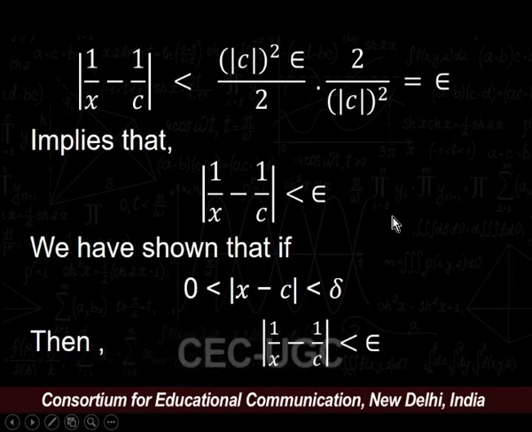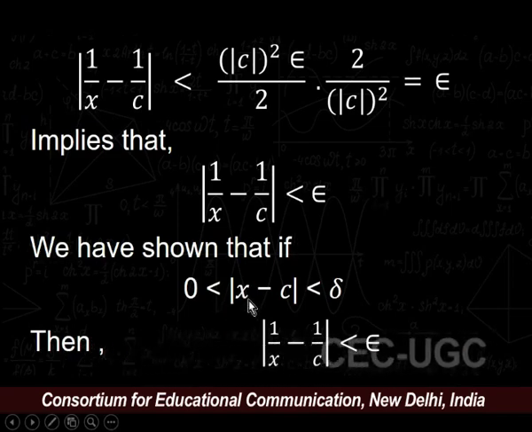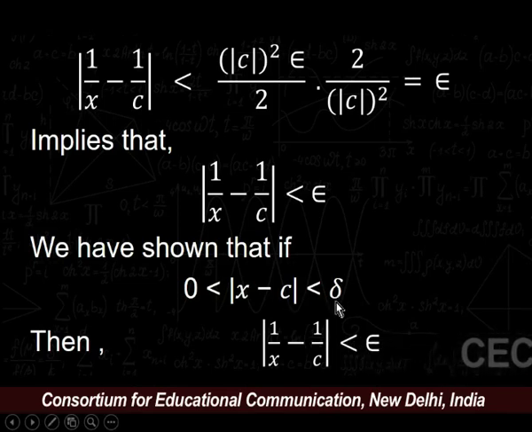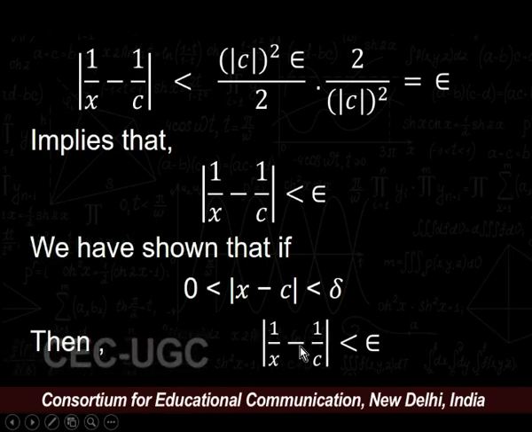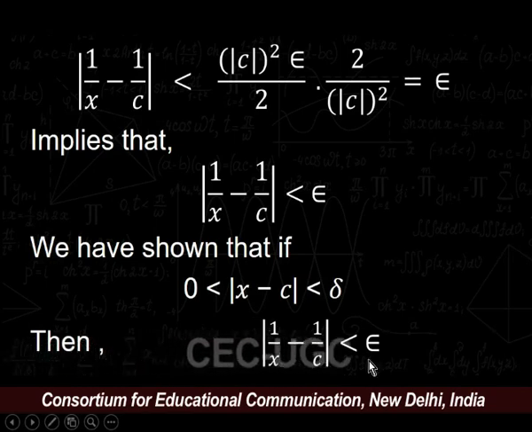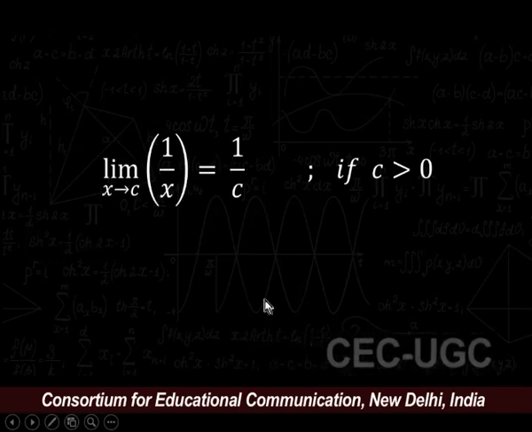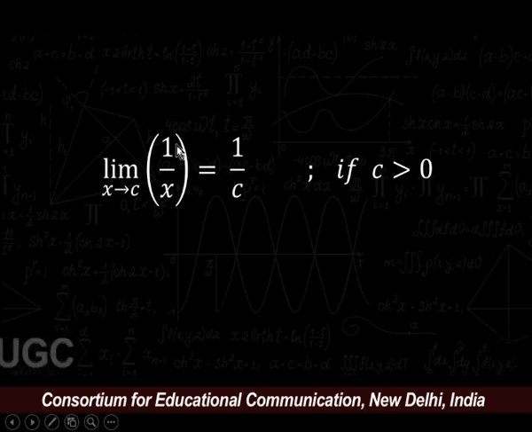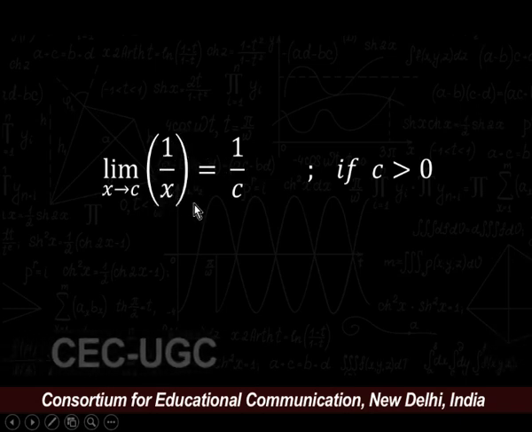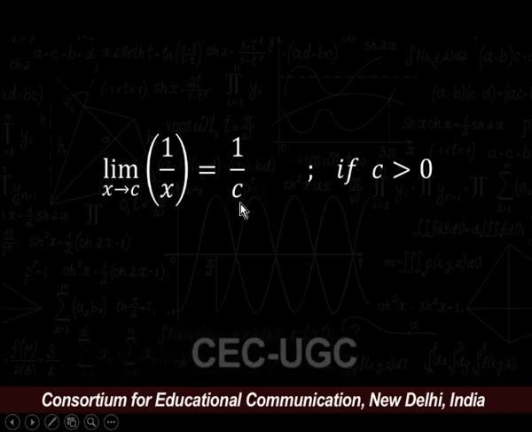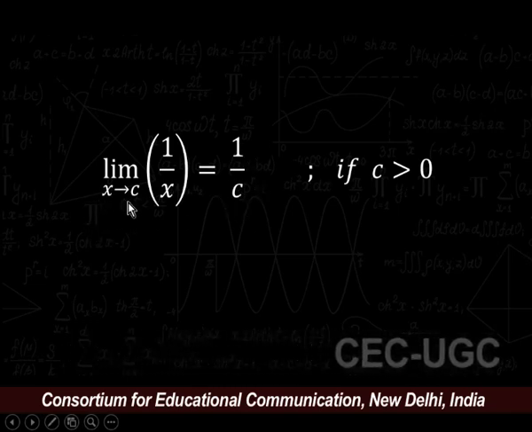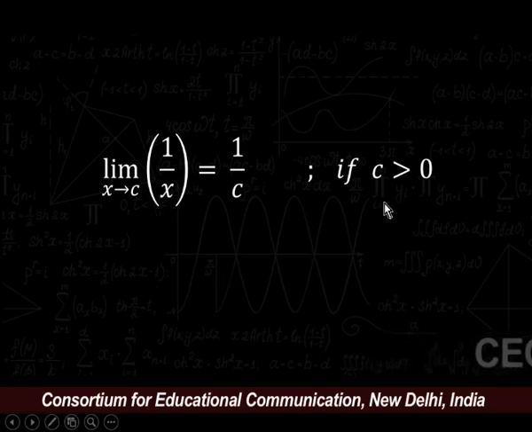We have shown that if modulus of x minus c is less than delta, then we must have modulus of 1 upon x minus 1 upon c less than epsilon. Hence, we conclude that the limit of the function f of x equal to 1 upon x is equal to 1 upon c when x approaches c, where c must be greater than 0.